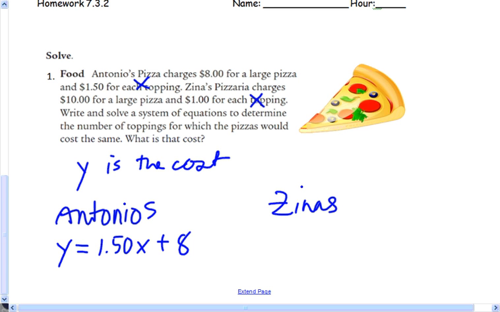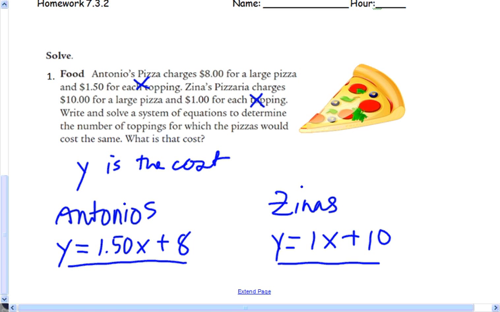And Zena's, we are going to do $10 for a large pizza plus $1 for additional toppings. So that's $1 times the number of toppings plus $10. Okay, and then our question says, for what number of toppings would the pizzas cost the same? In other words, will we get the same values, y and x, for both of these?